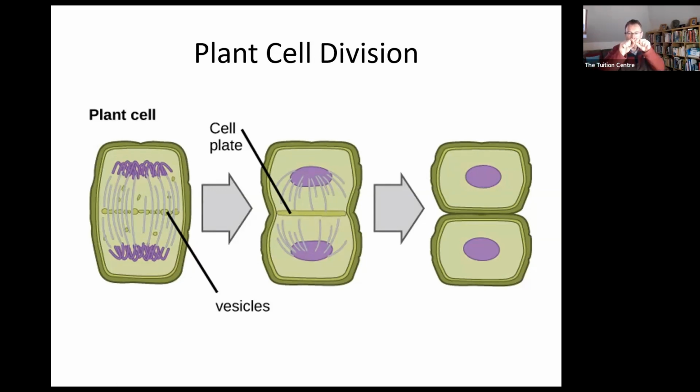In the middle of the cell, you get these vesicles starting to appear, moving to the middle, and they contain the materials to make what's called a cell plate. Think of the cell plate like a scaffold or a template on which to build new cell wall material. And that's exactly what happens.